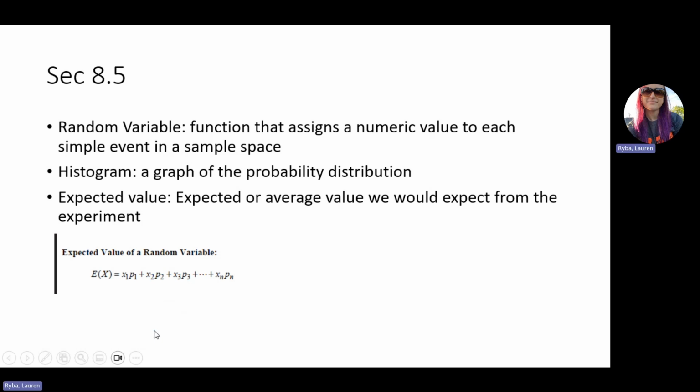We're going to do 8.5 today. The main topic of this is called expected value. It's pretty quick, pretty straightforward. We won't be here super long. I'll go through a few table examples and then we'll do some word problem examples.